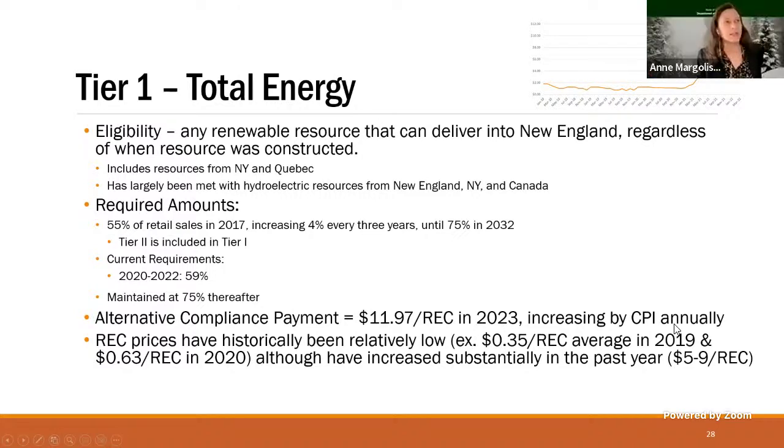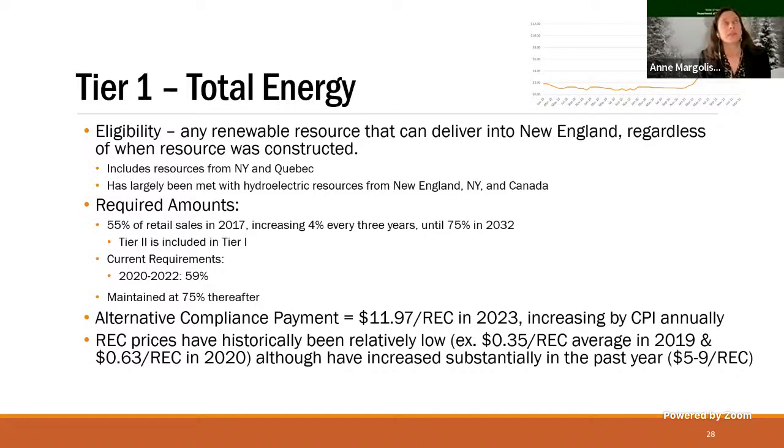So we touched on this a little bit a few slides ago, just digging a little more into the renewable energy standard, which we call the RES. If you hear us say RES, that's what we mean. Tier 1 is this total energy tier. So under the requirements under statute, a tier 1 resource is any resource that can deliver into New England, regardless of when it was constructed.